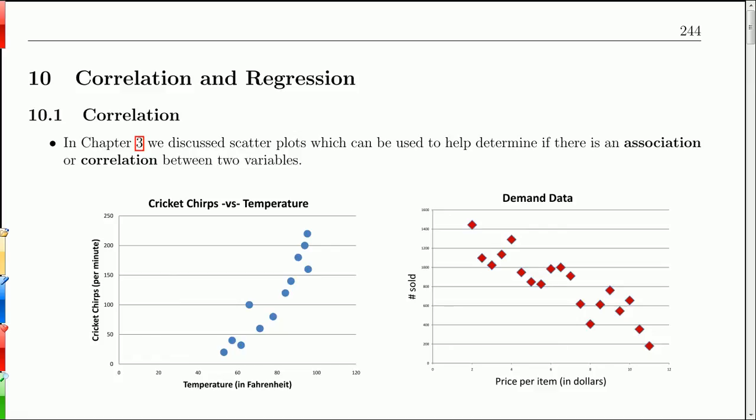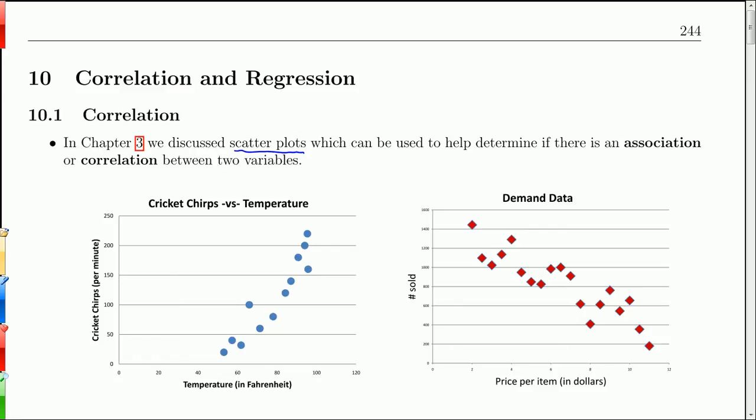And way back in Chapter 3 we looked at scatter plots. And back then we said we can use these scatter plots to help determine whether or not there's an association or correlation between two variables. So we're gonna dive a little deeper into that, clarify the difference between correlation and association, and when there is a significant correlation and when the correlation is not significant.